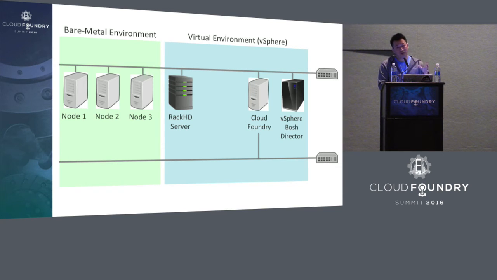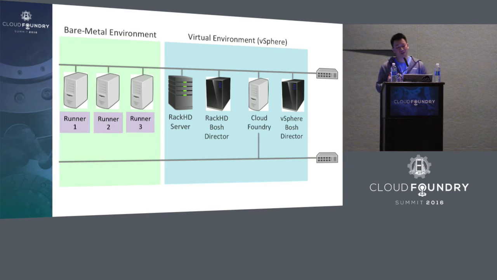But then the containers will be managed in a virtualized machine inside a vSphere environment. So at this point, we can create a RackHD Bosh director. And this Bosh director should be able to talk to the RackHD server because they're all sitting in the same network, right? And after that, the Bosh director would be able to deploy runners into the bare metal machines.